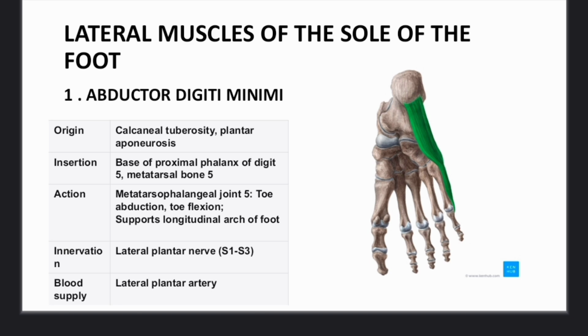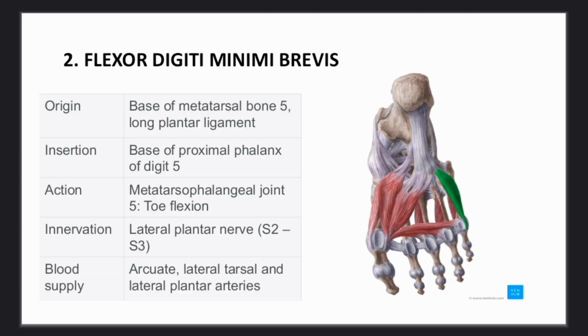Then the nerve supply is by the lateral plantar nerve, and the blood supply it receives is from the lateral plantar artery. The second muscle is flexor digiti minimi brevis. It is the second muscle of the lateral compartment of the foot. It originates from the base of the fifth metatarsal bone and inserts into the base of the proximal phalanx of the fifth toe. It flexes the fifth toe at the MTP joint, that is the metatarsophalangeal joint, and is supplied by the lateral plantar nerve. It also receives blood from the lateral plantar artery and the arcuate artery.